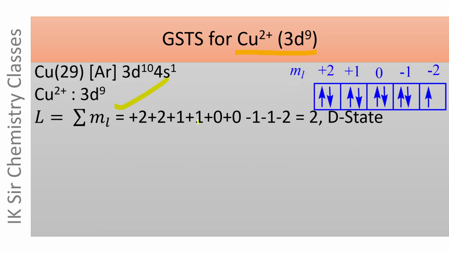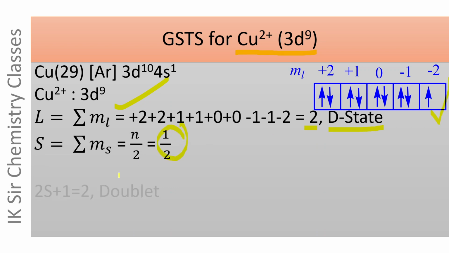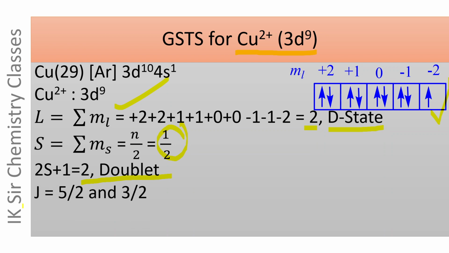Capital L on the same basis will be equal to 2. It is D state. Capital S is number of unpaired electrons divided by 2. It is 1 by 2. 2S plus 1 will be equal to 2, doublet spin state. The value of J will be L plus S and L minus S. The maximum value will be L plus S, 2 plus half, that is 5 by 2, and minimum value will be L minus S, 2 minus half, that is 3 by 2.